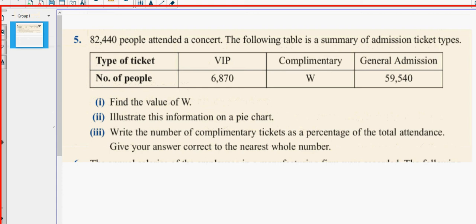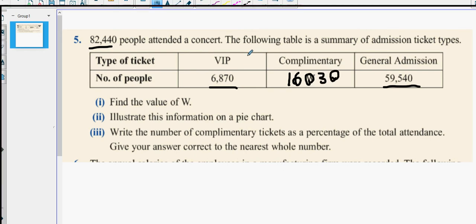82,440 people attend the concert. The following is a summary of the mission. Okay, so what I want you to do is get your 82,440. I want you to take away 6,870. I want you to take away 59,540. How many tickets were complimentary? Sorry, what'd you say? 16,030. So that number exactly there, yeah?